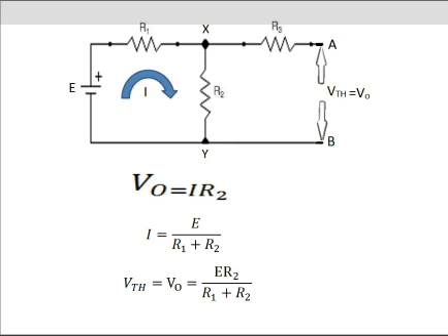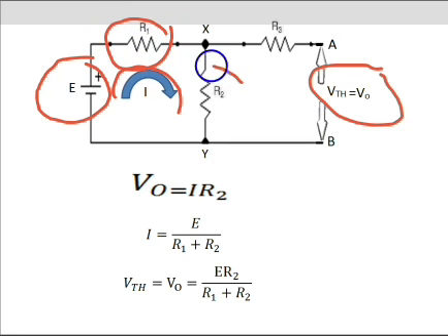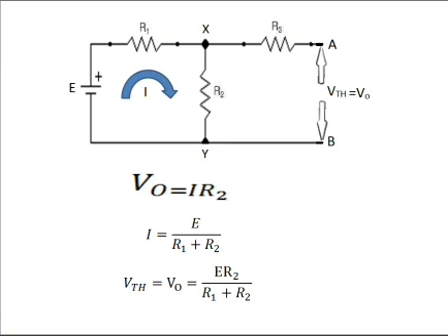That means VO, the output voltage, equals I into R2, where I is the current in this mesh. You know, I equals E, the voltage, divided by the total resistance, that means R1 plus R2. I equals E divided by R1 plus R2. So, VO, that means the output voltage, equals E into R2 divided by R1 plus R2. That is equal to VTH, that is nothing but Thevenin's voltage. Like this, we can find the Thevenin's voltage.